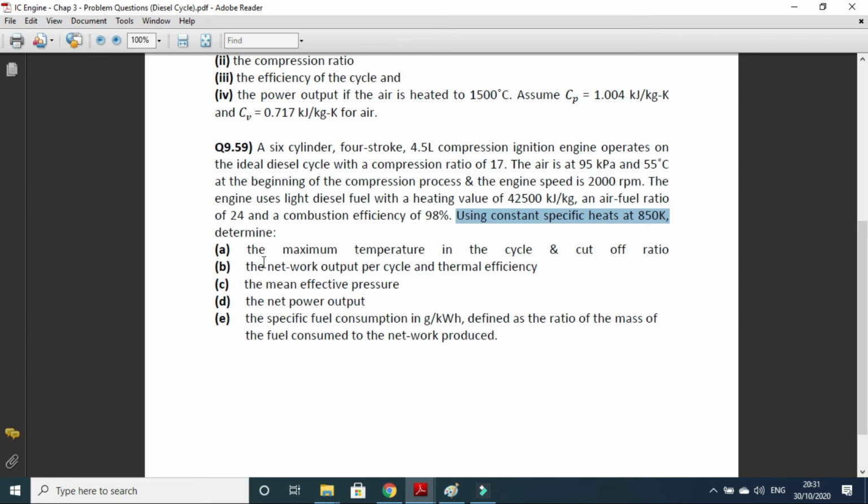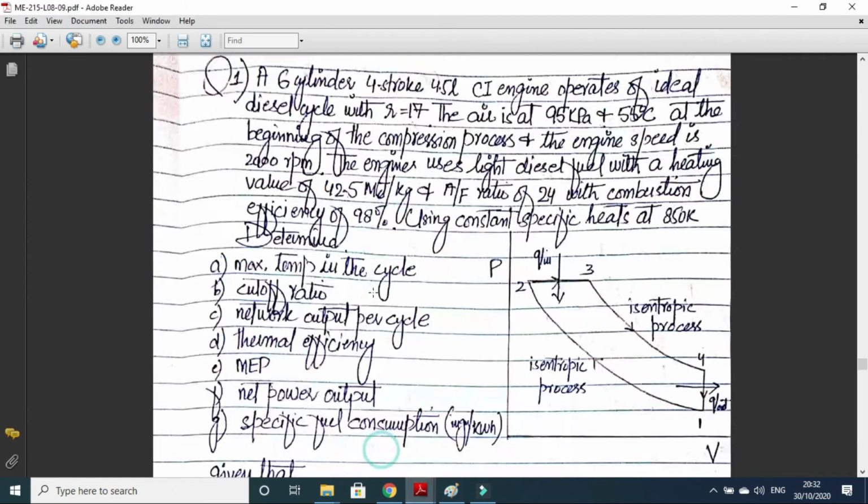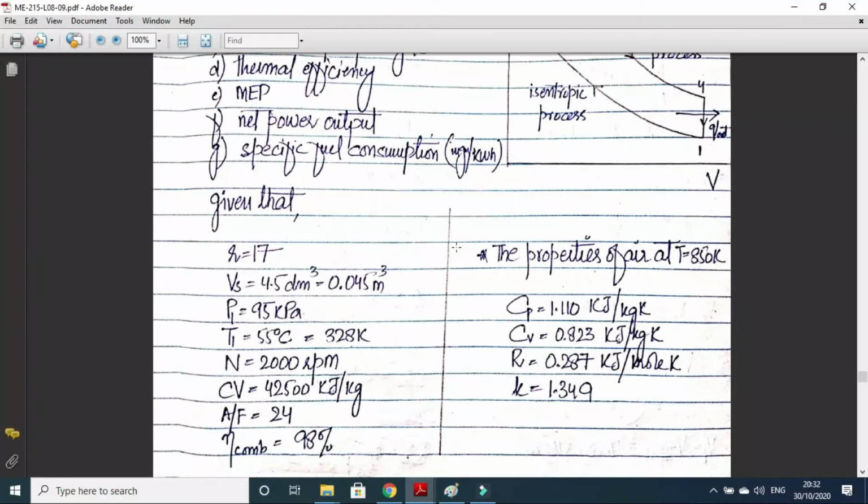We need to determine the maximum temperature in the cycle, that is T3, and cutoff ratio, that is RC. The net work output per cycle and thermal efficiency are required, the mean effective pressure, the net power output, the specific fuel consumption in gram per kilowatt hour. We need to calculate all these parameters. So I think it's similar to the numerical which we solved for the Otto cycle. So the start of the numerical is very easy.